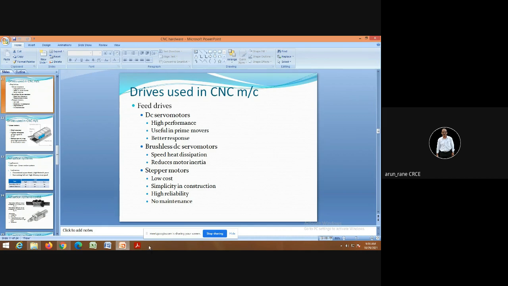Earlier stepper motors were very common, but generally stepper motors are used in open loop control. No doubt, it has low cost, simple construction, more reliability, and less maintenance. But since most of the CNCs are closed loop, stepper motors are not used in CNC.